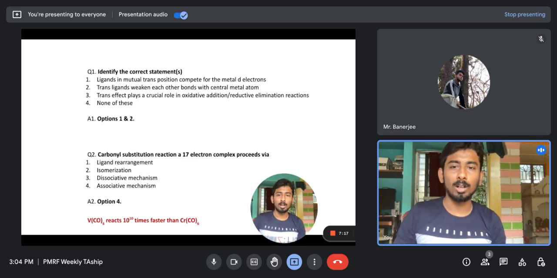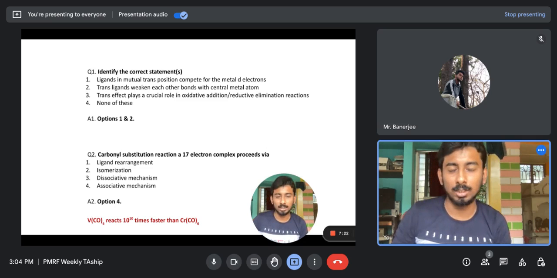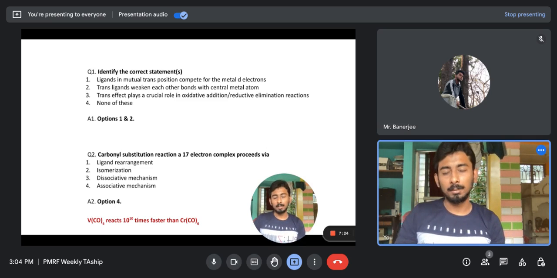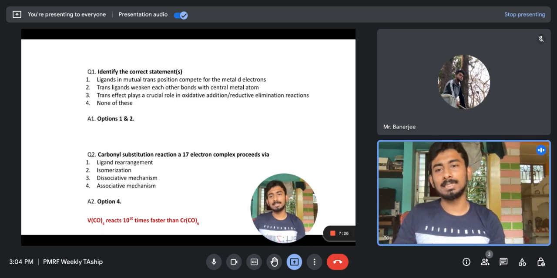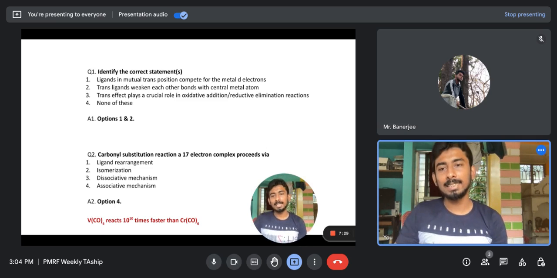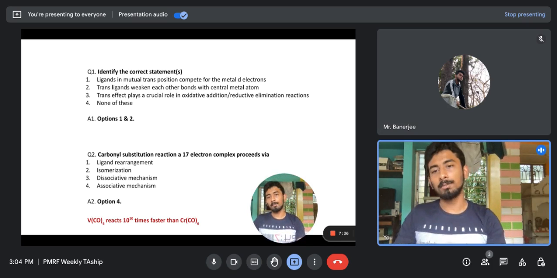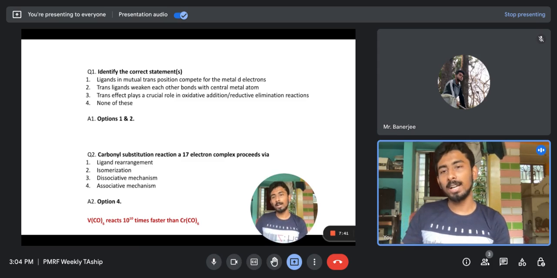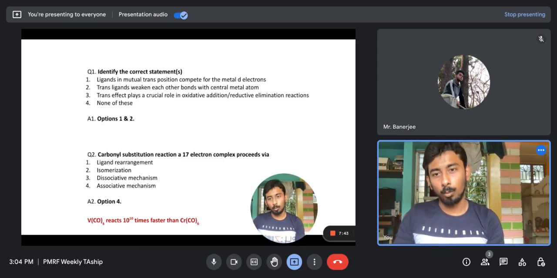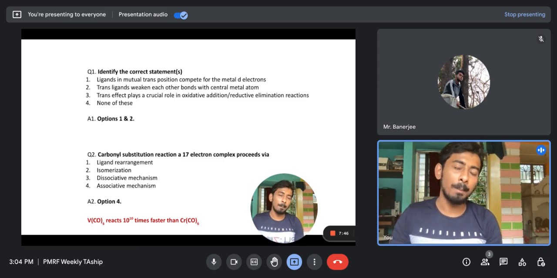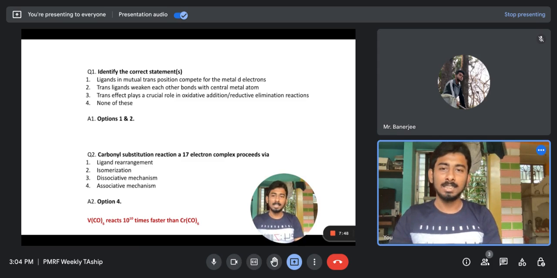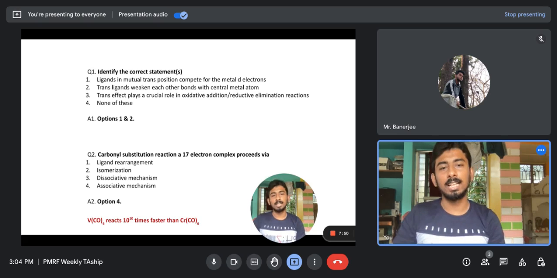Also, isomerization is one of the major cases you have seen, like cis to trans or trans to cis. Isomerization also takes place when the environment around the metal center is more bulky. In that case, the isomerization takes place. From trans it can go to cis. Cis is a more bulky or strained form. So from cis it can go to trans or vice versa. In this case, isomerization also plays a crucial role. But whether it actually happens in the substitution reaction of 17 electron complexes, we will discuss later.